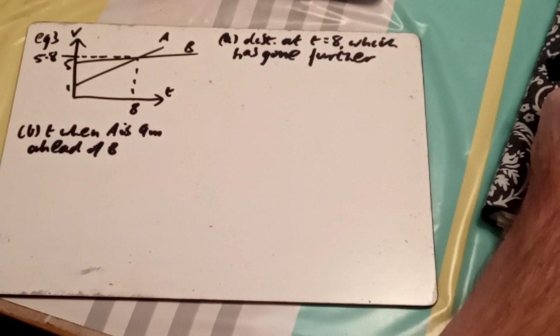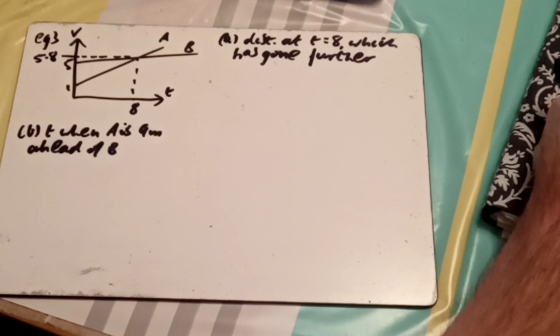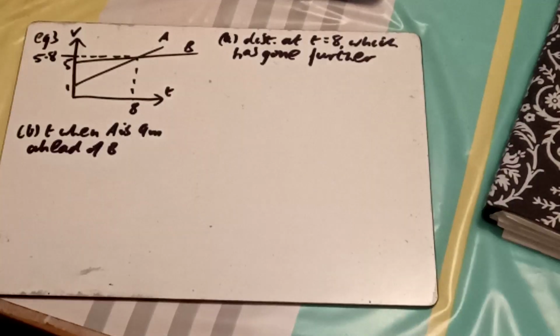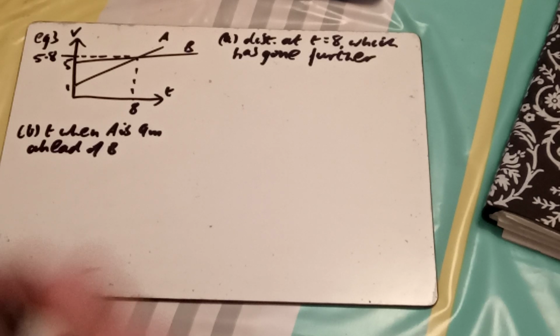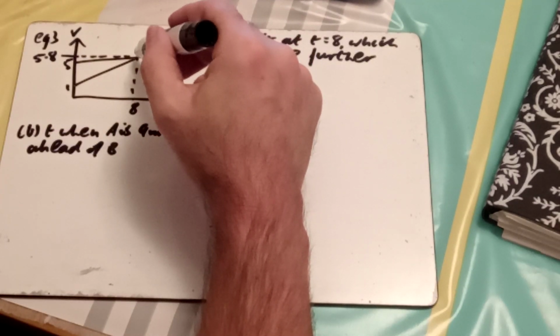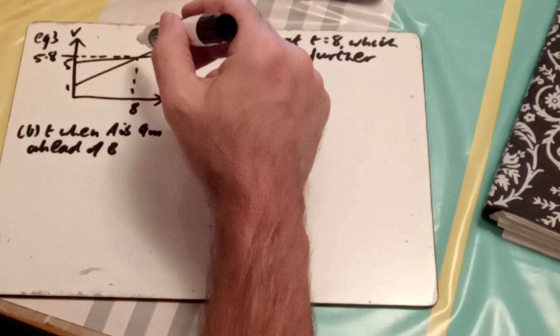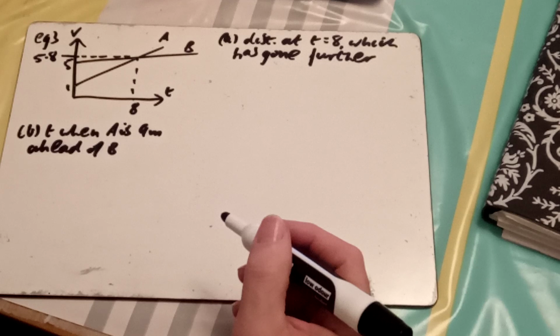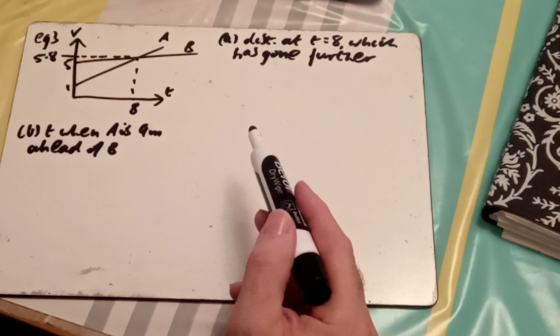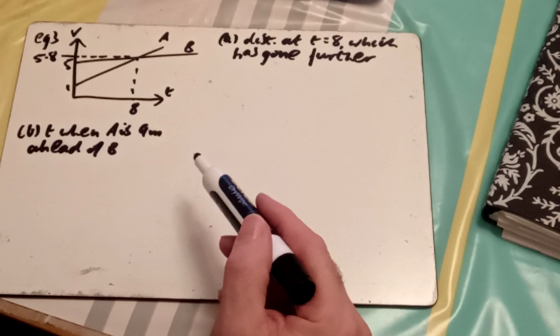Last example, this one gives me velocity time, but it's for two particles, two trains, A and B moving on straight horizontal tracks, running alongside each other. A starts off slower, but it's got a steeper line, so it's accelerating more. B starts off faster, but it's a gradual one. After 8 seconds, they're both travelling with the same velocity. Now, it doesn't mean they're at the same point, because obviously A started off going slower, but it's going to catch up and then go past at some stage or other. So we want to find the distance between them at t equals 8 and which one's gone further.